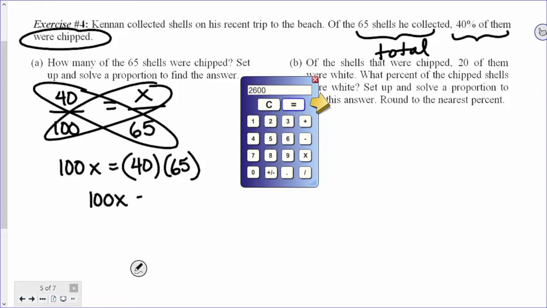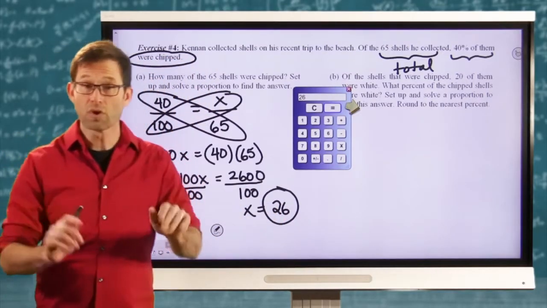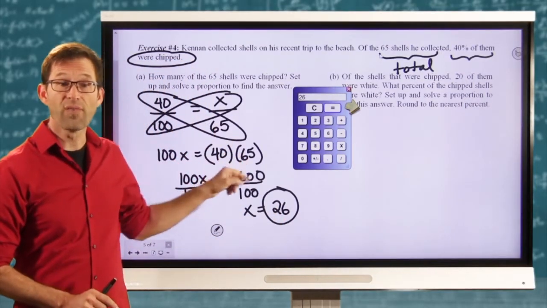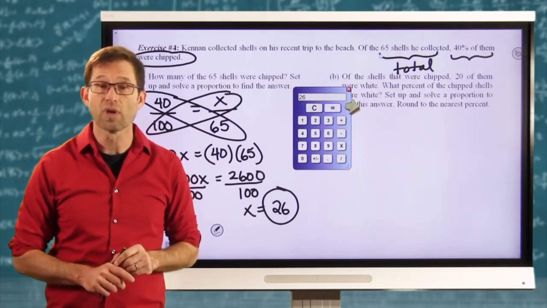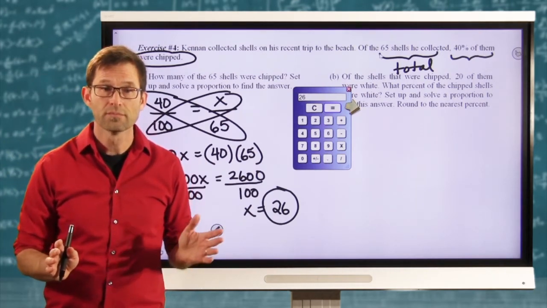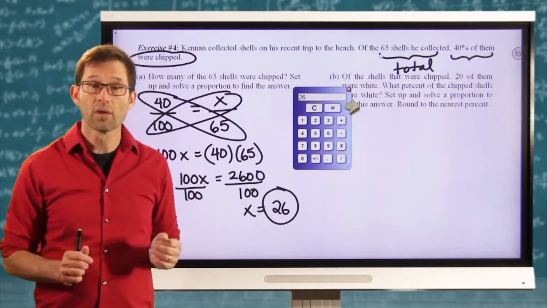So 100x equals 2,600. And now, of course, we could divide by 100 on both sides. And x, whoops, where's my division? Divided by 100, which I hope you could do without the calculator, but x would be 26. Now again, make sure, 26 out of 65 is the same as 40 out of 100. So 26 of these shells are chipped. Let's take a look at letter B.